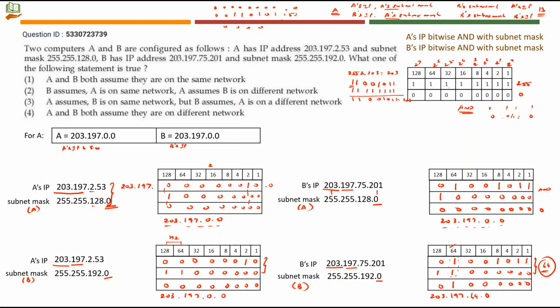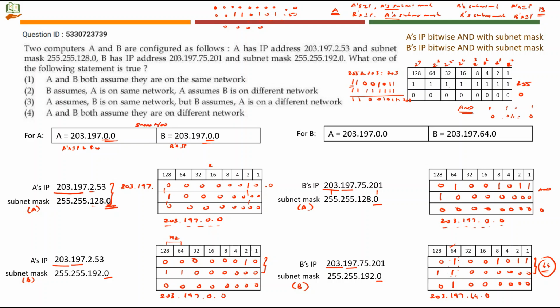So from A's point of view, A thinks that both are on the same network because they have the same value here. So this concludes they are on the same network. What about B? For B, A is in 203.197.0.0, but when it computed with B's IP and its own subnet mask, it ended up with 203.197.64.0. So from the perspective of B, both are on different networks. This is B's viewpoint and this is A's viewpoint.